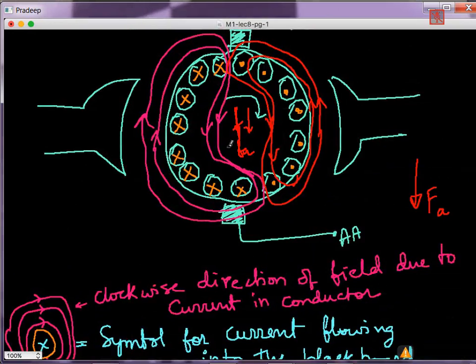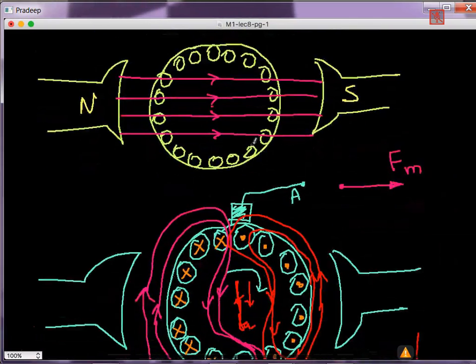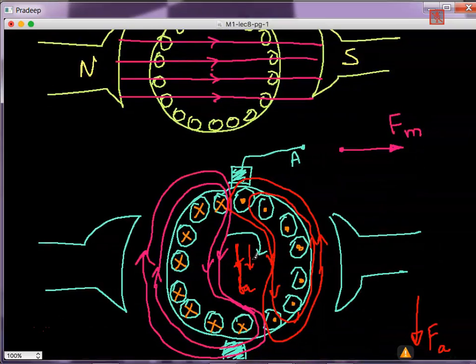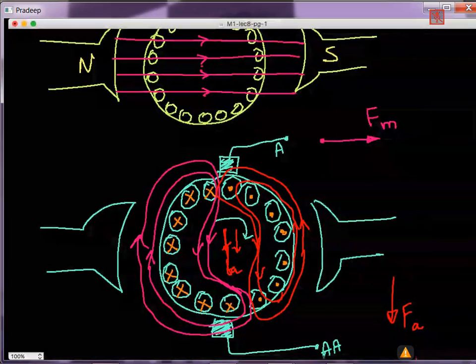So now at the same time there are two magnetic fields. If you go up here, first we have the magnetic field of the poles, which is Fm, the main magnetic field. Second, we have the magnetic field due to the armature. This is the armature magnetic field. So let me show both at the same time.